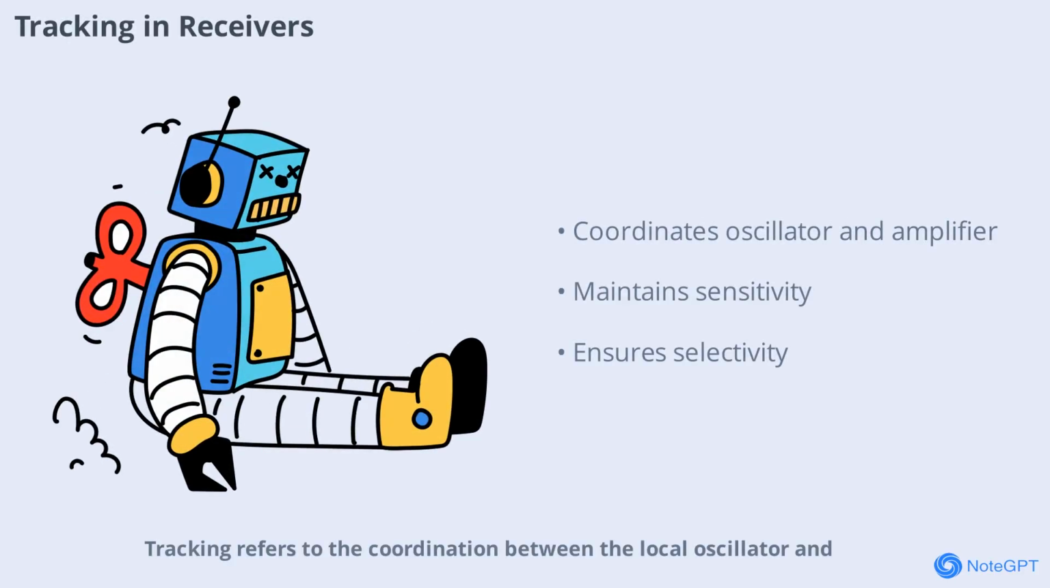Tracking refers to the coordination between the local oscillator and the RF amplifier as the receiver is tuned across different frequencies. Proper tracking ensures that the receiver maintains optimal sensitivity and selectivity throughout the tuning range. This is achieved by carefully designing the circuits so that both the oscillator and amplifier stay in sync as you change stations.